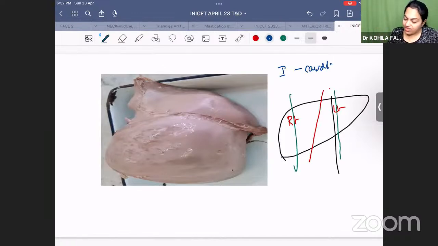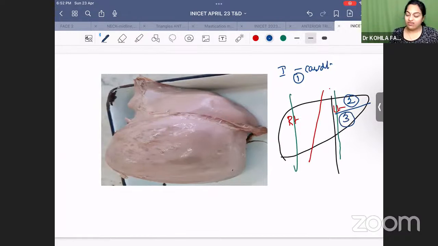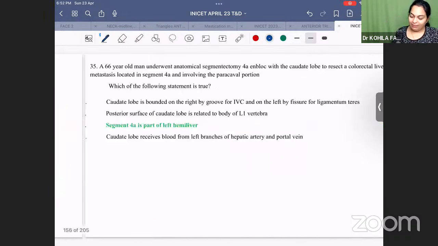So what are the segments? 1 is the caudate lobe, 2 is lateral superior, 3 is lateral inferior, 4 is the medial segment of the left lobe, and then we have 5, 6, 7, and 8. Segment 4 belongs to the left hemiliver, right?